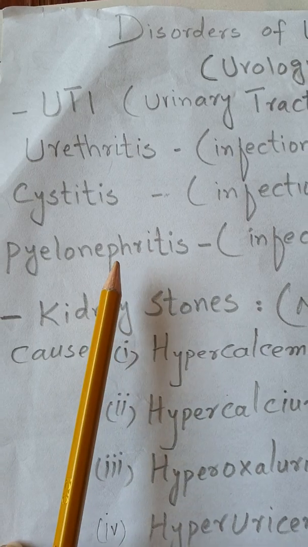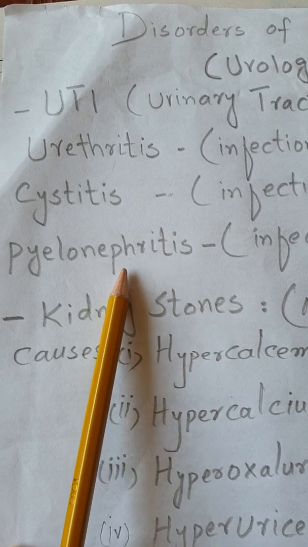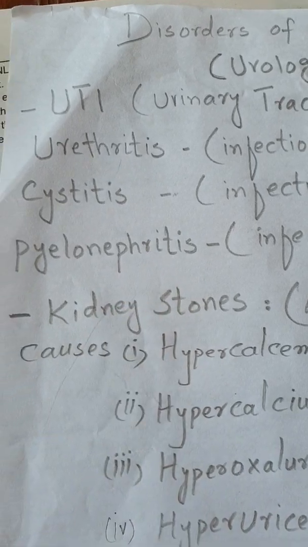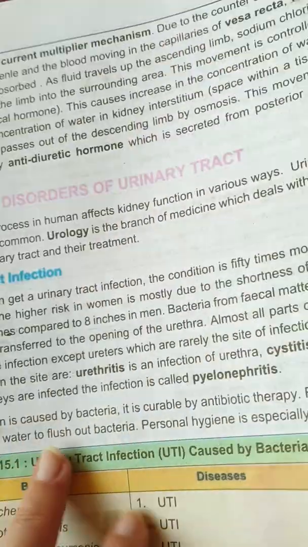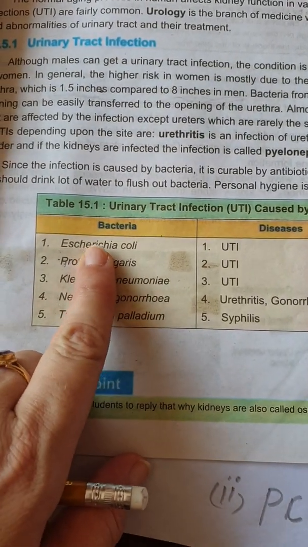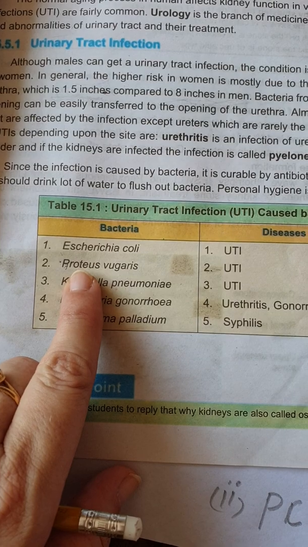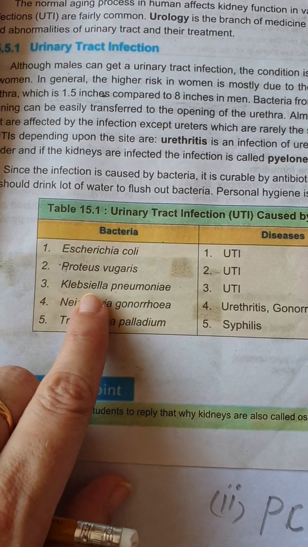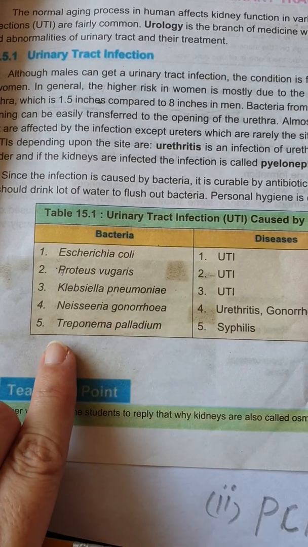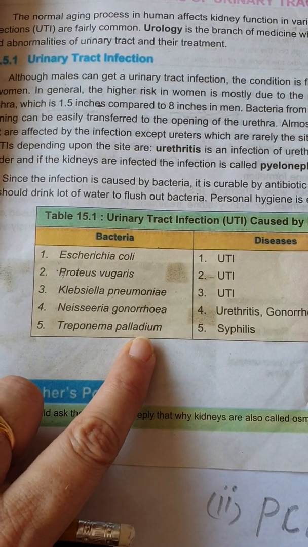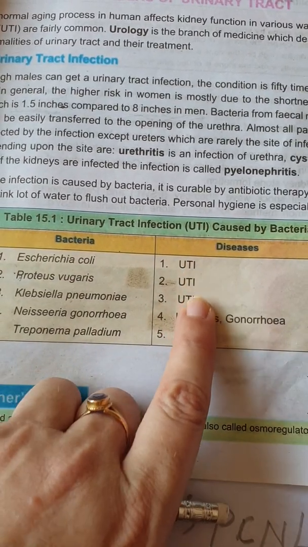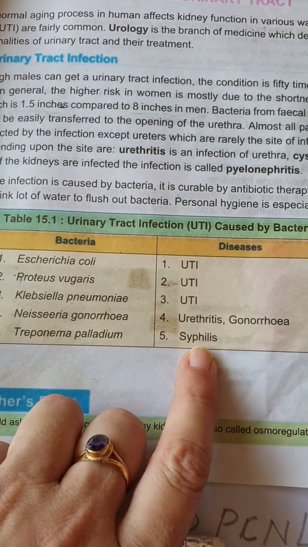What is the treatment for this type of disorder? Normally, as it is caused by different species of bacteria, likewise in your book these are mentioned: Escherichia coli, Proteus vulgaris, Klebsiella pneumoniae, Neisseria gonorrhoeae, Treponema pallidum. These are the different bacteria causing different infections in the human body.